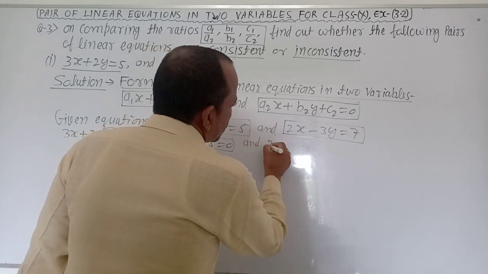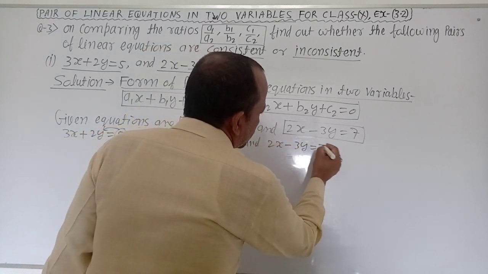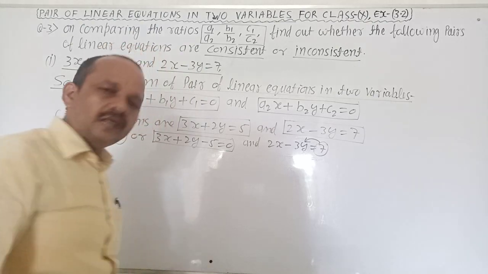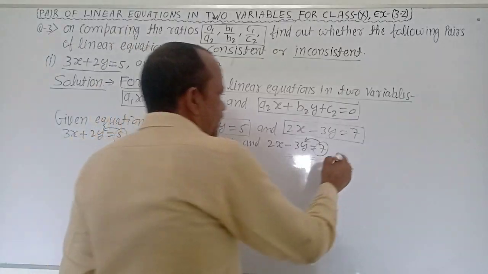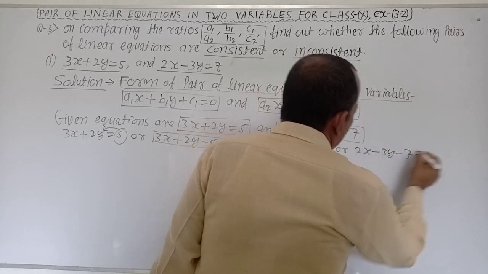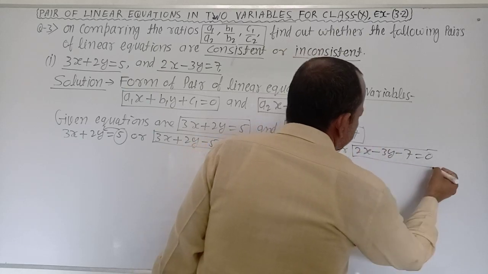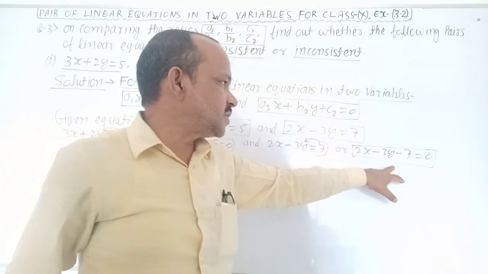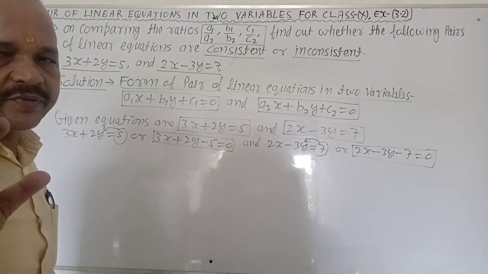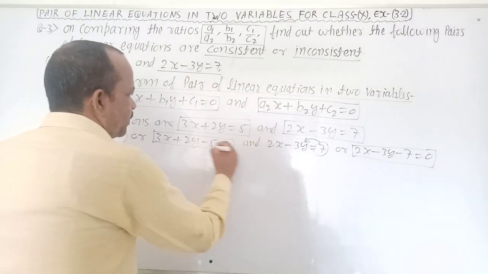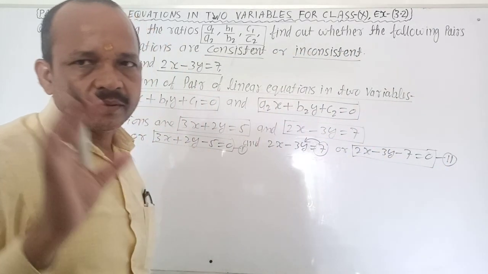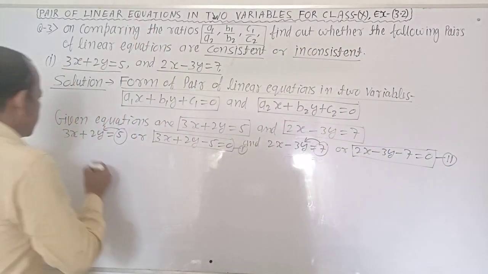Now 2x minus 3y equal to 7. Here you can write 7 on the left side, and it becomes 2x minus 3y minus 7 equal to 0. It is clear? No confusion about it? Very good. It is the first equation and it is the second equation. It is clear?